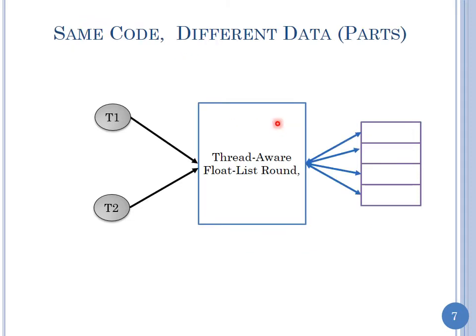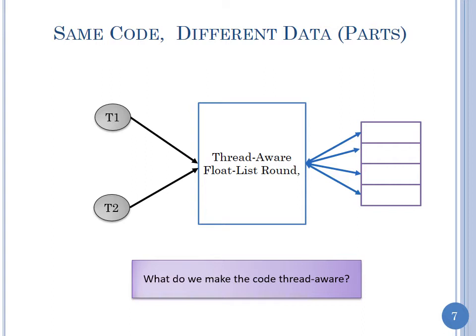So this is what we want to do. We want to write one piece of code that is somehow thread aware and says, look, I want to do this work in parallel with so many threads. And this piece of code basically allows multiple threads to be assigned different parts of this array that we want to round up.